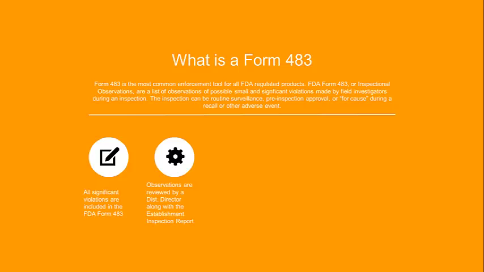The observations are then reviewed. They go from a field investigator to a district director or a center director, along with what's called an establishment inspection report. And together, this tells the FDA side of the story about how these are potential violations, the significance of these violations, and whether or not these violations warrant a warning letter. But again, they're only one half of the story, and it's very vital to respond and to provide the facility side of the story as well.